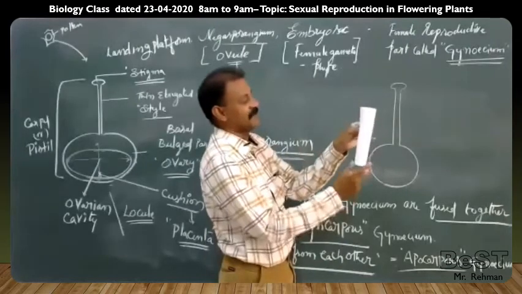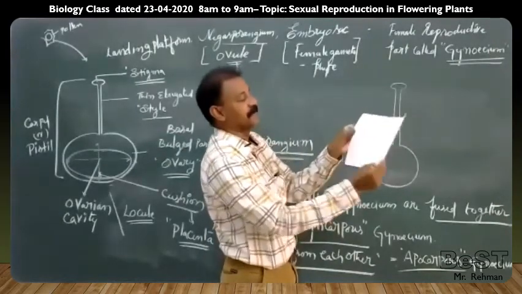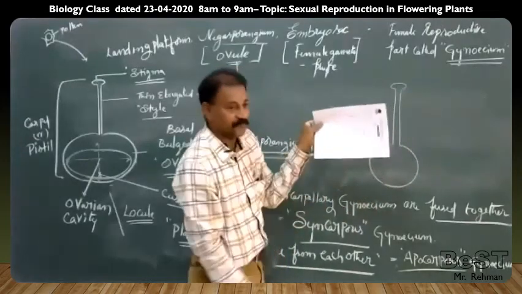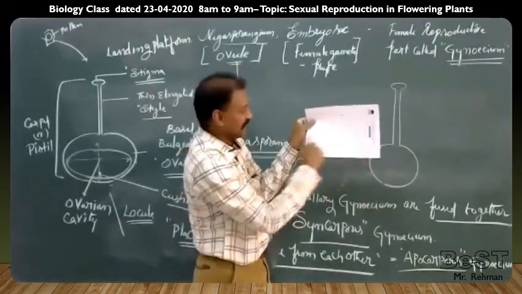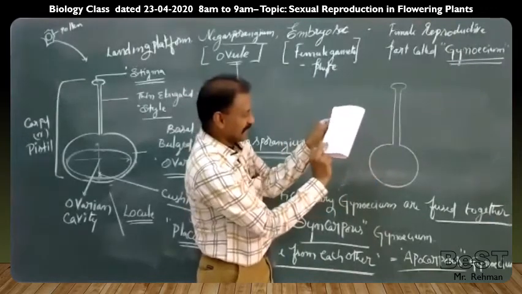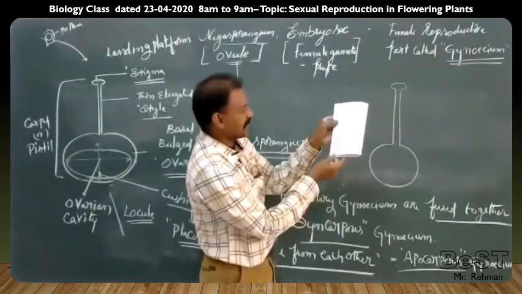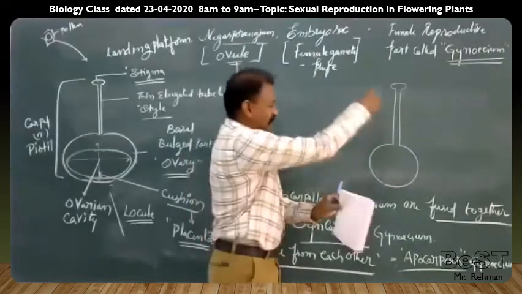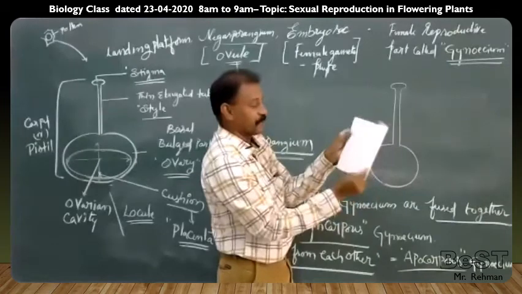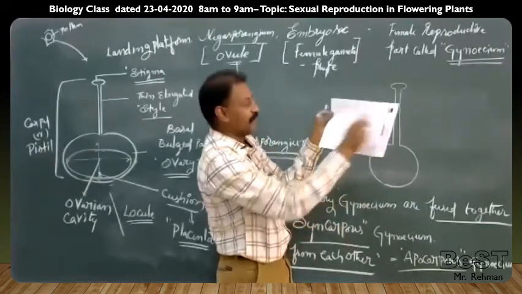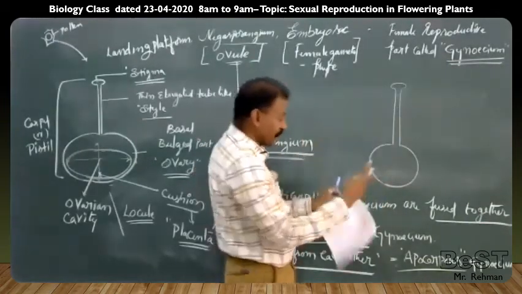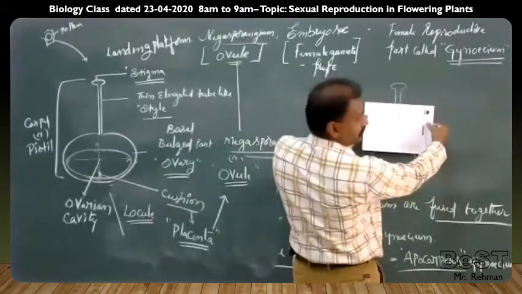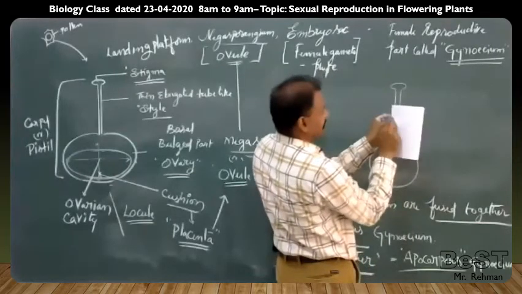How is it formed? This is formed by joining two margins of this paper. When we join these two margins like this, a carpel is formed. So this carpel is formed by a process like this. If we cut this from here and open it, it will look like this. Then we join it like this.